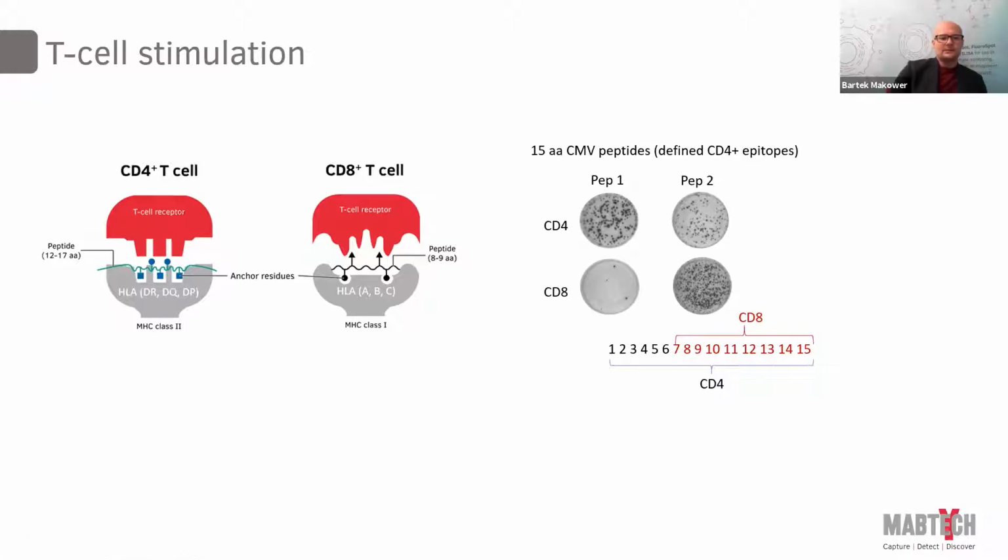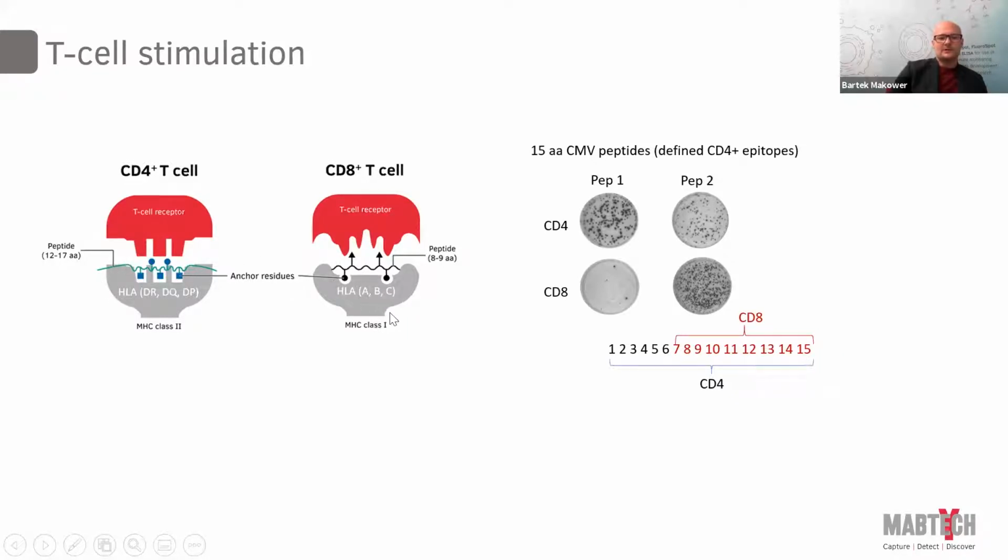So this HLA MHC class 2 is expressed on antigen presenting cells, such as dendritic cells, monocytes, and B cells. And the peptides have certain anchor residues which bind to pockets in the HLA. And those pockets are different for all the different versions of HLAs. And some residues bind to the T cell receptor. And for MHC class 2, the peptides are usually between 12 and 17 amino acids.